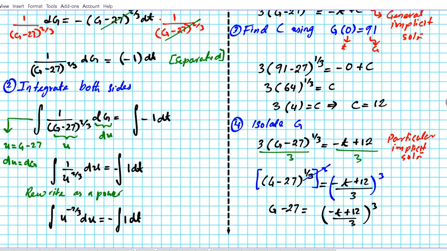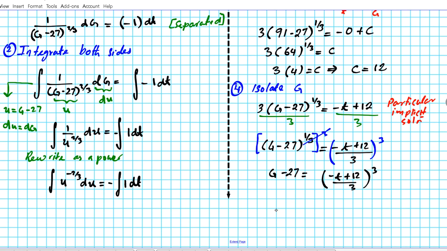And then you proceed to add 27 to both sides. And then you have G of t is equal to the quantity negative t plus 12 over 3 to the third plus 27. Ladies and gentlemen, this is exactly what we're looking for. Bullseye right here. This is the particular explicit solution. How do you know you've achieved the particular explicit solution? If you have the dependent variable, namely G, in this case isolated, and there are no C's present, then you know that you've achieved the particular solution in explicit form.